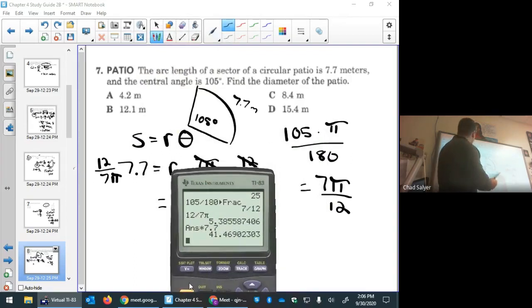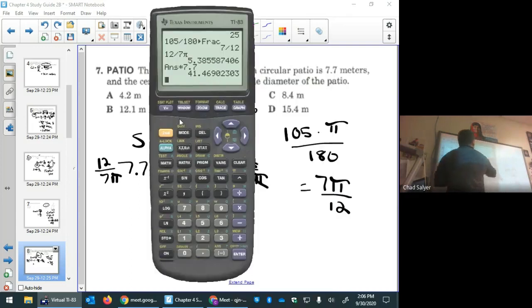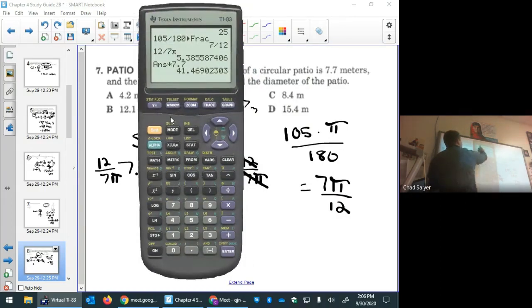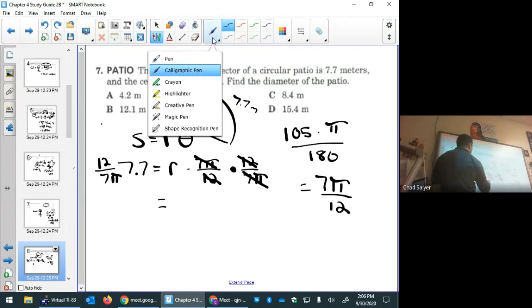Radius. Let me make sure, see where I messed up here, because that doesn't seem right. 12 over 7 pi. Ooh, yeah, I bet I know what happened. When I had this in, I should have put this in parentheses here. So 12 divided by 7 pi. Yeah, you got to put it in parentheses, right? See how it's different? All right, now that times 7.7. 4.2, that's what I'm looking for. Okay, so again, careful with calculator inputs.